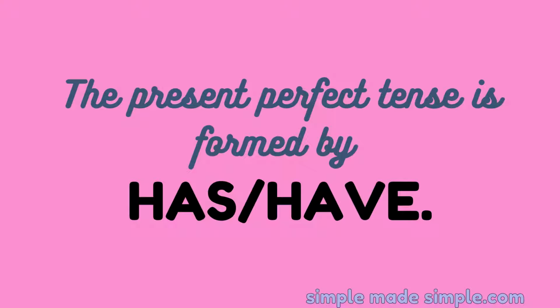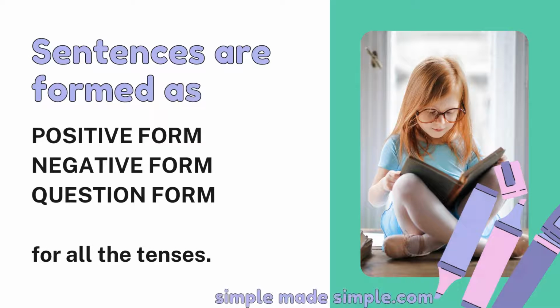Always remember for present perfect tense, use has and have. Has for singular and have for plural. Sentences are always formed as positive, negative, and question form. We are going to see all the formulas for present perfect.